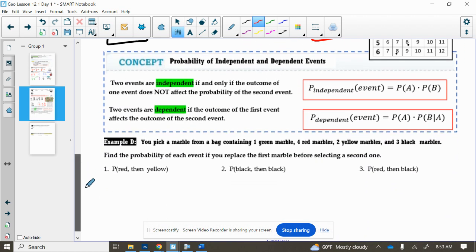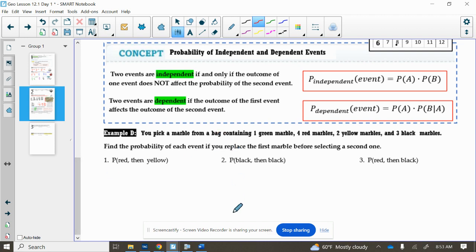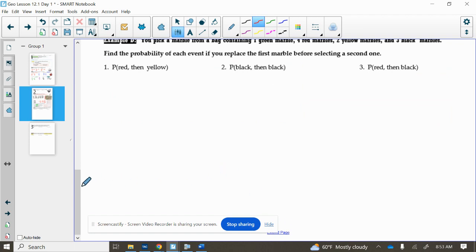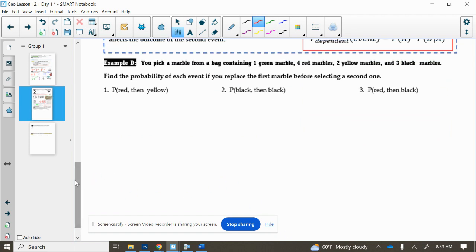All right, now probability of independent and dependent events. Independent events are if and only if the outcome is not affected by the probability of the first or second. They're not dependent on each other. Dependence is when the first event will end up affecting the second event. So if we have a bag of marbles with 4 red, 2 yellow, and 3 black marbles, aka 10 total marbles, we want to figure out what is the probability that each will occur if we put the marble back in the bag before we select the second one.